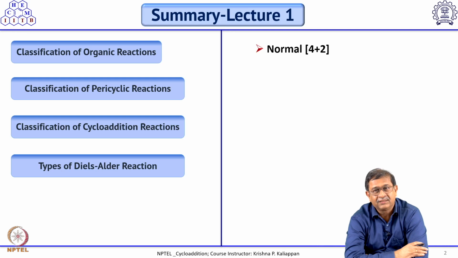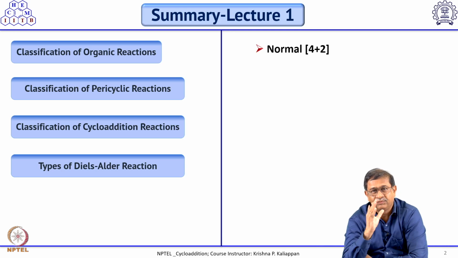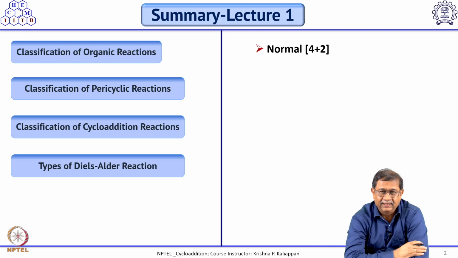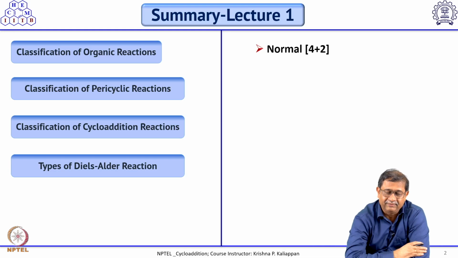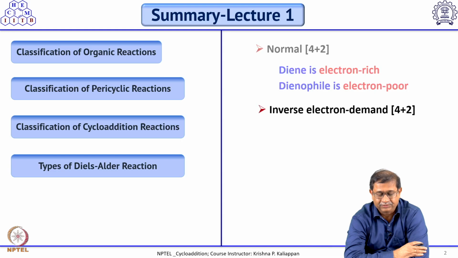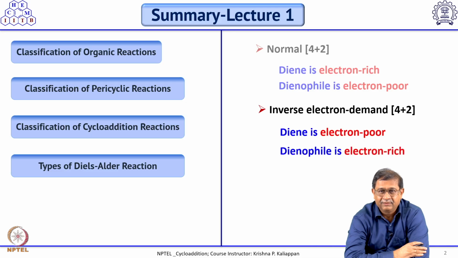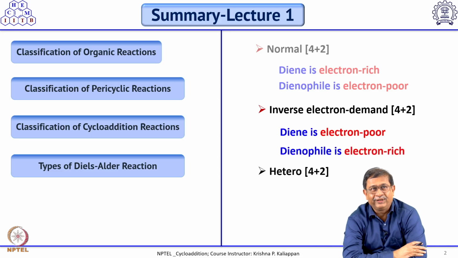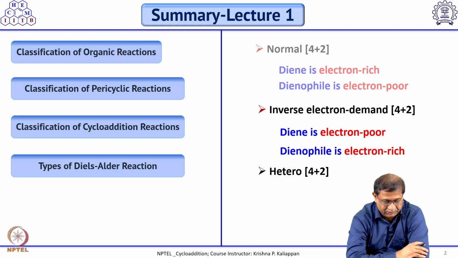for normal Diels-Alder reaction, that is normal 4+2, where the electron demand is normal, that means you have an electron donating substituent on the diene and an electron withdrawing substituent on the dienophile. Then we also talked about the opposite of normal 4+2, that is inverse electron demand, where the diene has an electron withdrawing substituent and the dienophile has electron donating substituents.